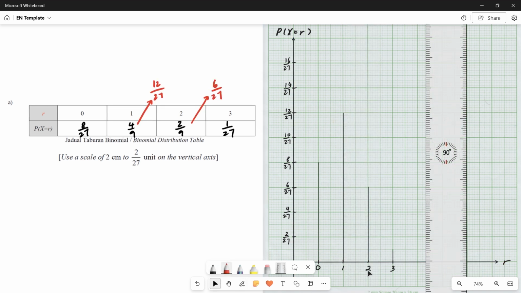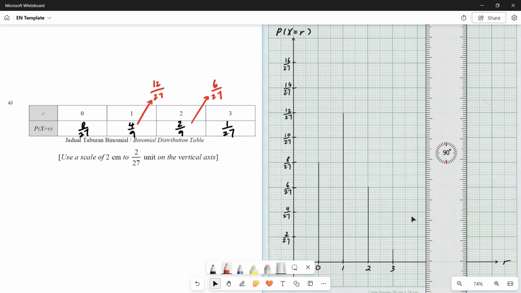For R equals 1 and R equals 2, the fraction of the probability is different from here, which is 27. So we need to multiply 3 for numerator and denominator to get these two values and plot inside here. And for R equals 3, since it's 1/27 only, we only need to draw half of the box.